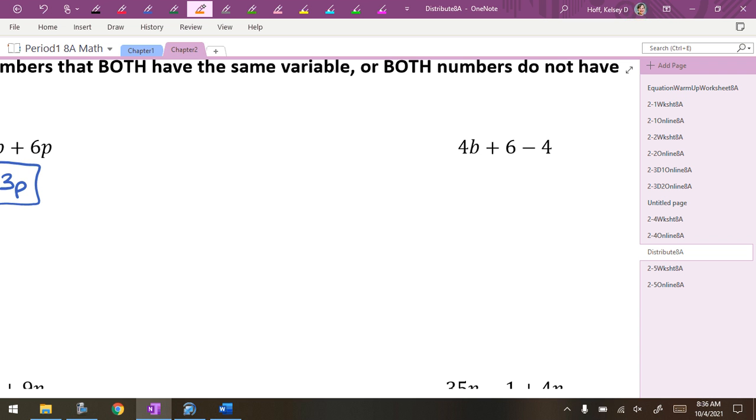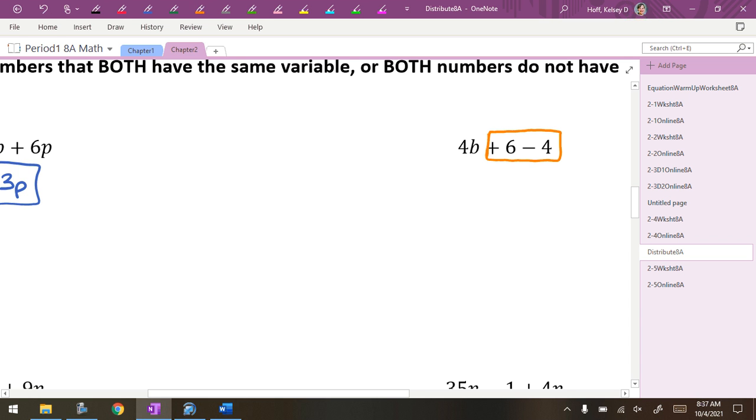6 and, careful, -4, right? 6 and -4. Because they're both just plain numbers. So on your calculator, you type a 6, then a -4, just like it is on your paper.